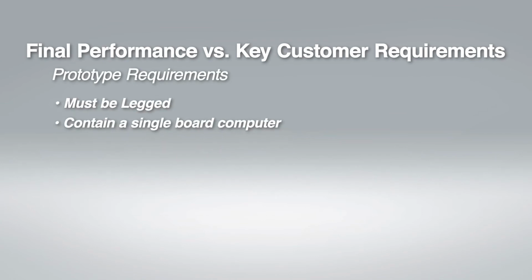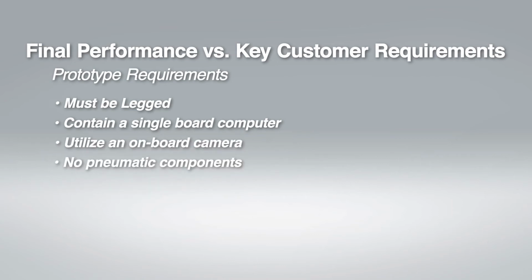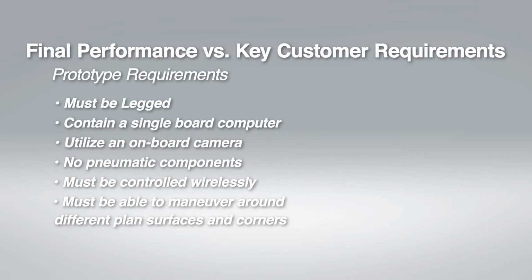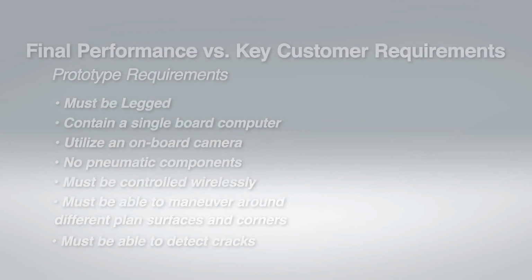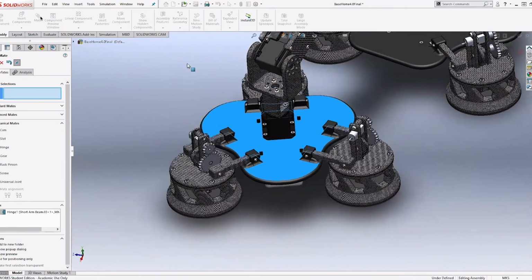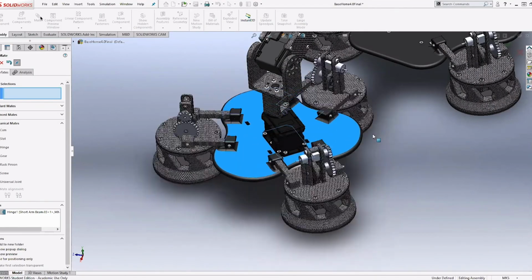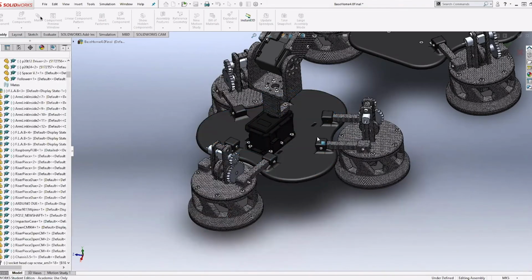When we first began our journey with Dr. Hunt, he stated that he was looking for a robot that must be legged, controlled by a single board computer. There must be an onboard camera for vision. The robot should not have pneumatic components. It must be controlled wirelessly, maneuver around corners, and be able to detect cracks. I am proud to say that we have met all but one requirement, and that is the ability to take corners. Due to COVID-19, our final design's performance was measured by the performance of our modular components of the robot.